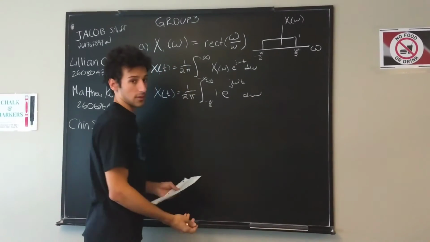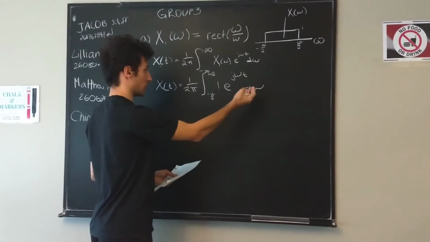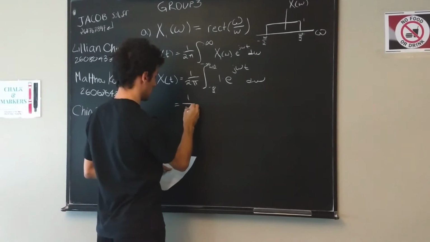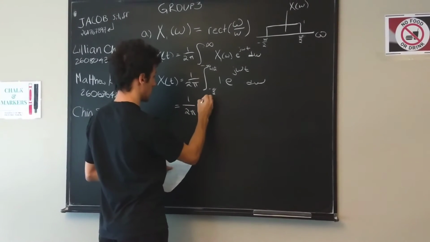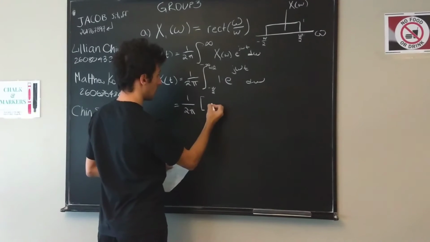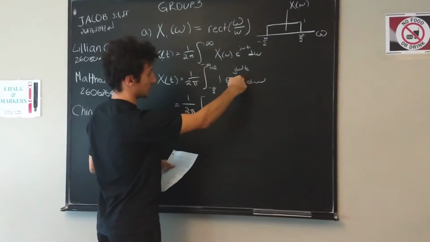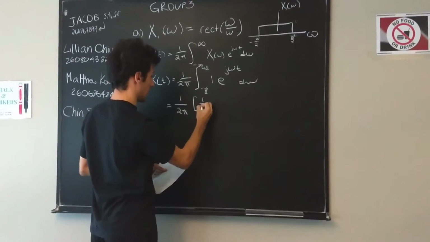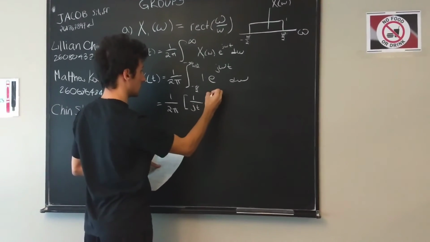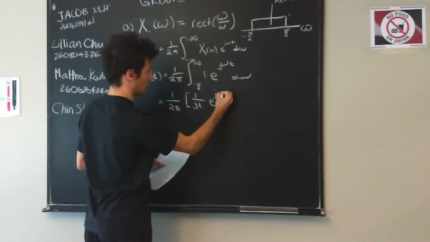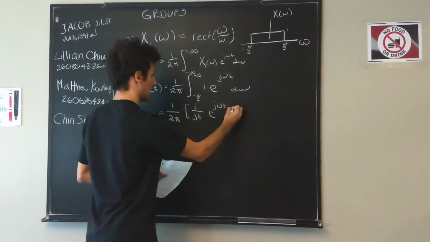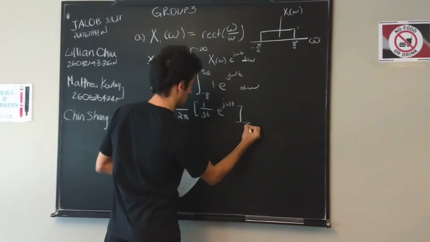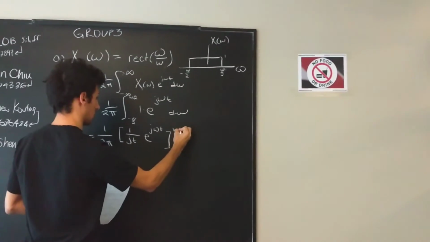And this is super easy because it's just integrating an exponential. So we know that this is going to be equal to 1 over 2 pi times, and then we divide by j and t, which are these constants being multiplied to omega. So 1 over j t times e to the j omega t, evaluated between negative w over 2 and w over 2.